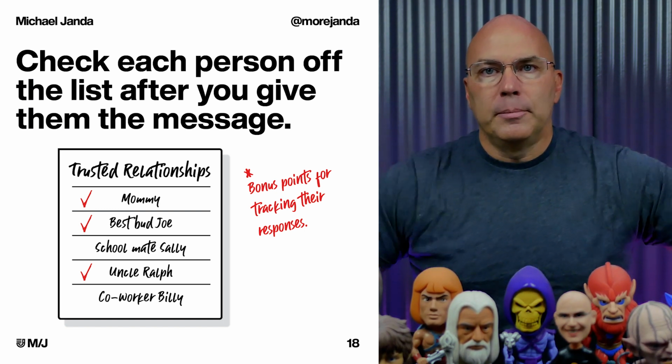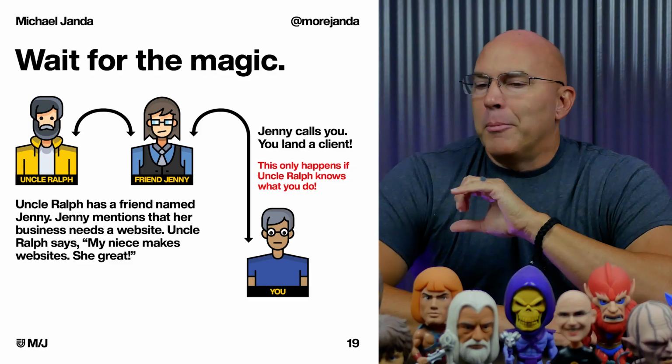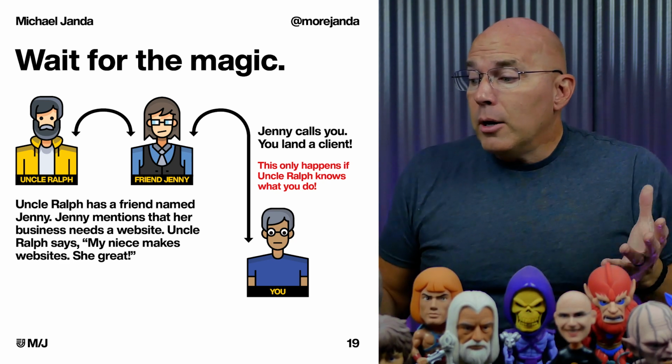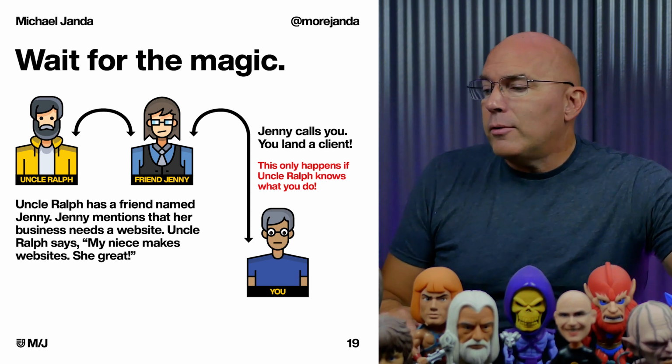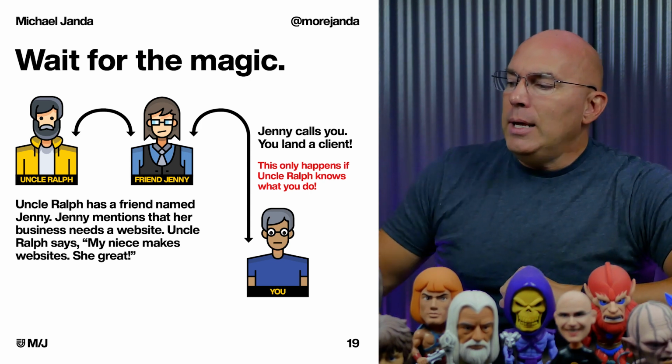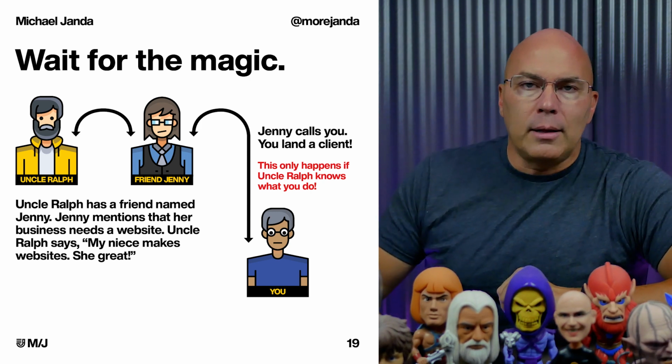So step 4, we're going to wait for the magic. The magic happens like this. Uncle Ralph has a friend named Jenny. Jenny mentions that her business needs a website, and Uncle Ralph says, oh, my niece makes websites. She's great. And then Jenny calls you and you land a client. That's how it works. 99.9% of the time, you're going to find your first client this way. It's going to be somebody you know or somebody who knows and likes and trusts somebody you already know.